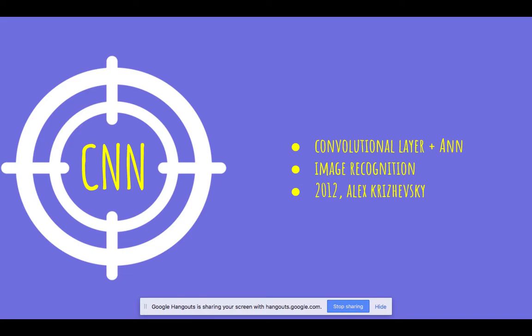CNNs are well known because of their use in image recognition, especially from 2012, when Alex Krizhevsky and his team won that year's ImageNet competition, which is basically the annual Olympics for computer vision. They managed to drop the classification error from 26% to 15%, which back then was a huge achievement. Nowadays, the classification error is below 1%.